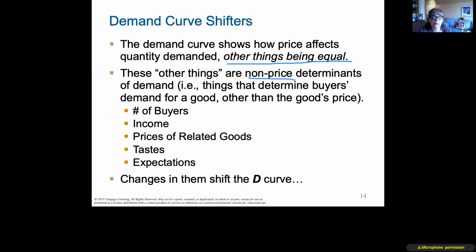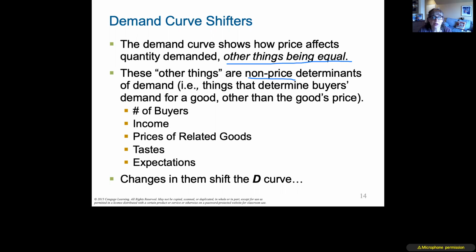Income. What if Ken all of a sudden started making more money? Well, he may be willing to buy more lattes if he starts making more money. If a bunch of Kens start making more money, that could affect an overall market. Prices of related goods. What if the price of what Ken is buying instead of lattes, for instance, let's say he's buying Red Bulls because he needs his caffeine. So Ken buys Red Bulls and all of a sudden the price goes up astronomically. Ken may decide to switch away from Red Bulls and switch to lattes.